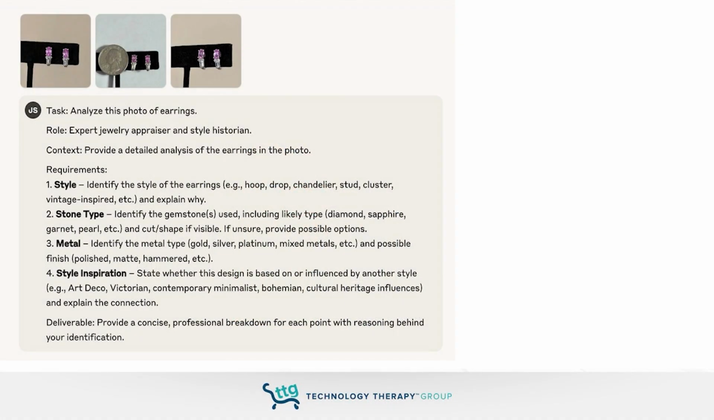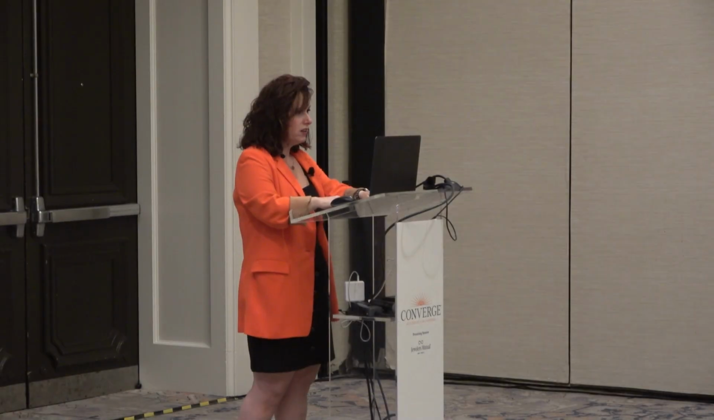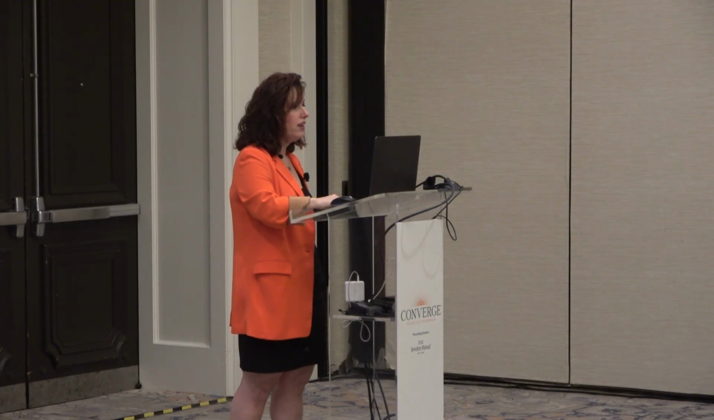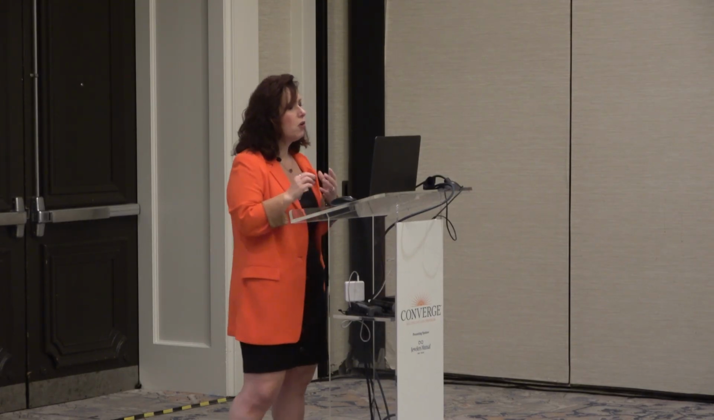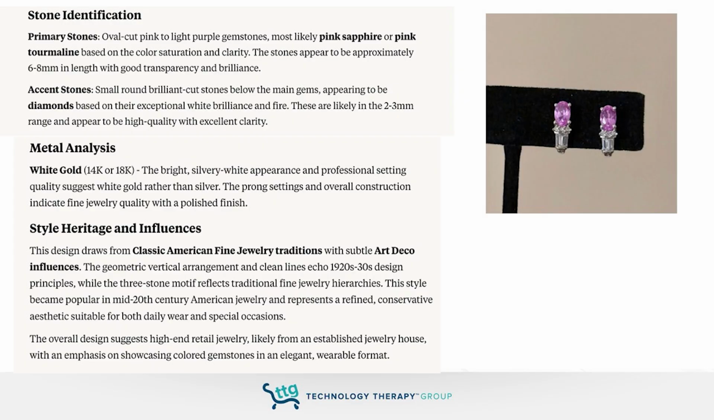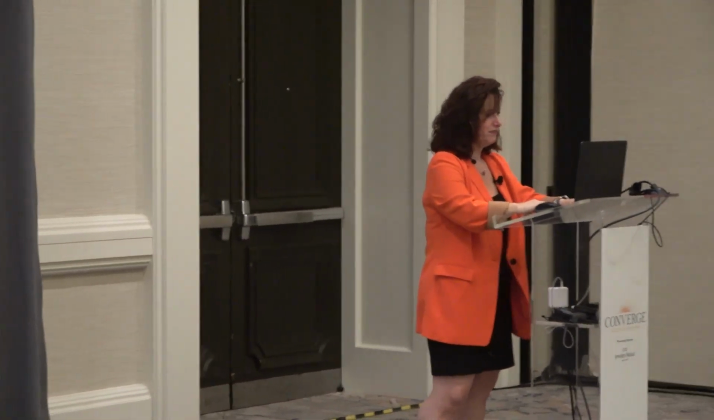Now, you'll see here, this is the same prompt, and now look at the difference in the outcomes. It did the same thing, but Claude has a tendency to write a little bit more human, okay? And you can see here, it just laid it out a little bit differently. And then here it said the overall design suggests high-end retail jewelry. I can't tell that. Could you all tell that from the photo? I see Nan's face going, I don't know. Okay, perfect.